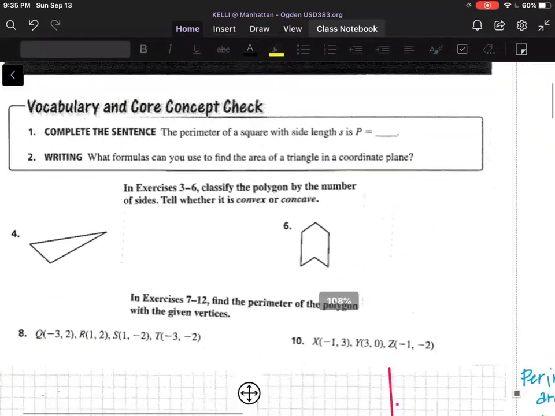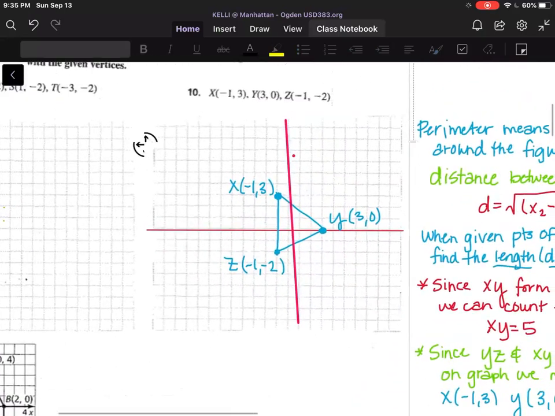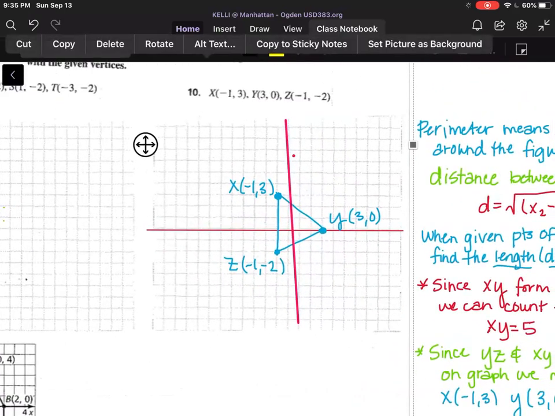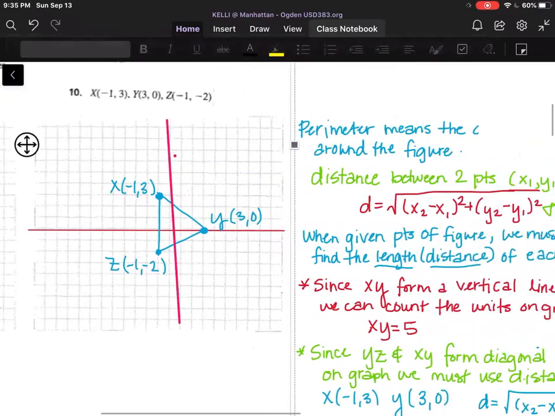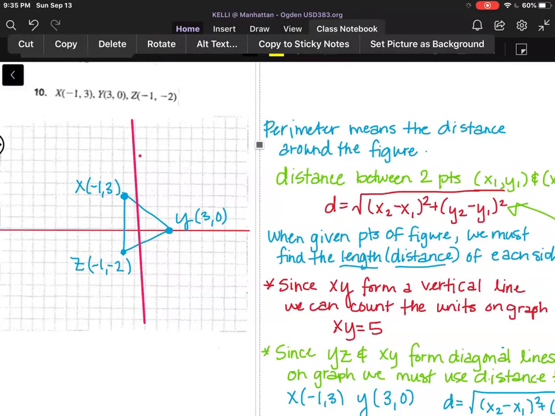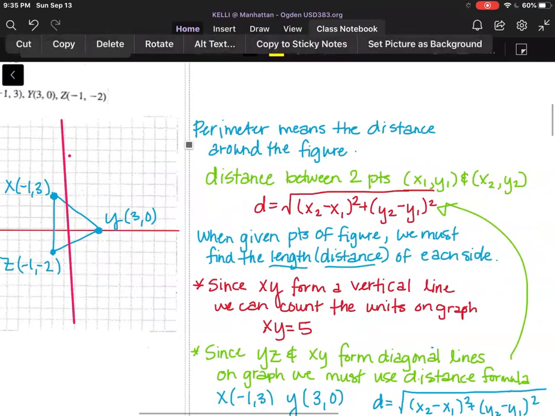My x-axis is supposed to be right here. It's not supposed to be crooked like that, but you can see that I've got my points drawn for x, y, and z. And the deal is, for perimeter, remember that means the distance around the figure. And so, the distance between 2 points, we can use the distance formula, which you learned in 1.3.